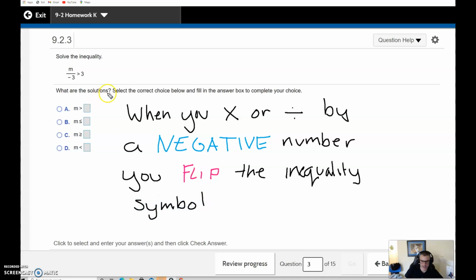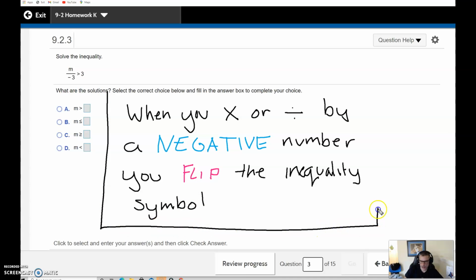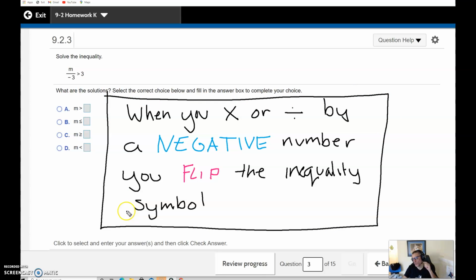Okay, write this down. Every time you multiply or divide by a negative number, you're going to flip the inequality symbol. So if you need to pause and write this down, go ahead. I am going to delete it. But again, if you need to pause, just pause right now, write it down, and I'm going to do one more example here. So let's just do a really straightforward one.